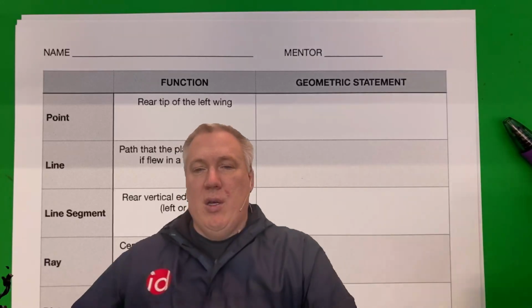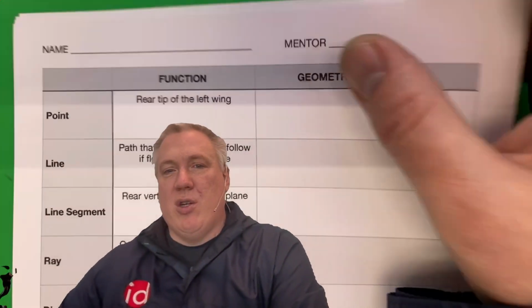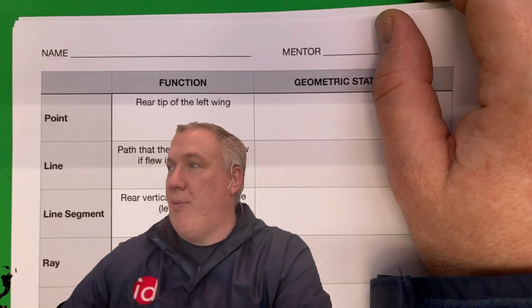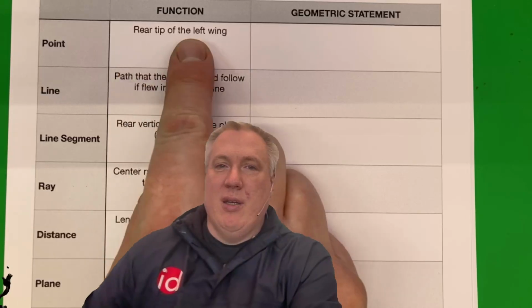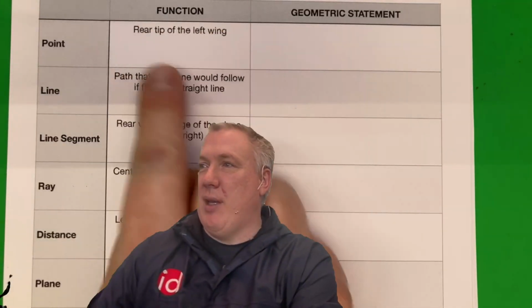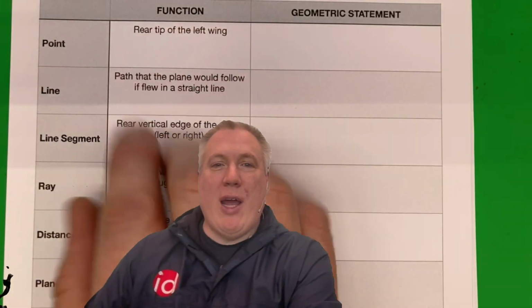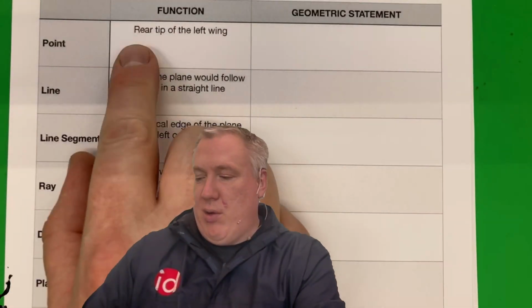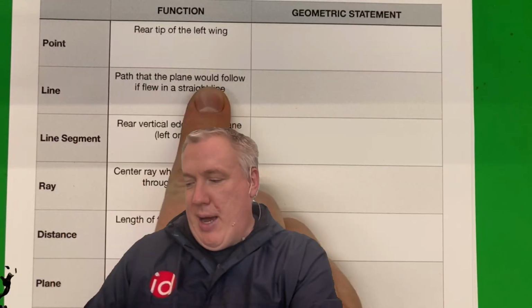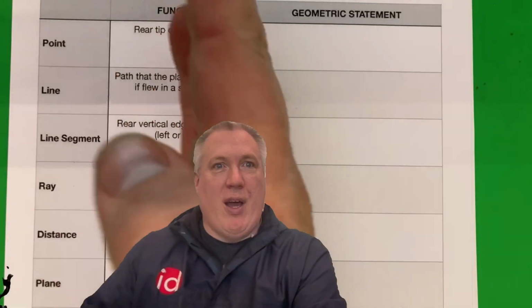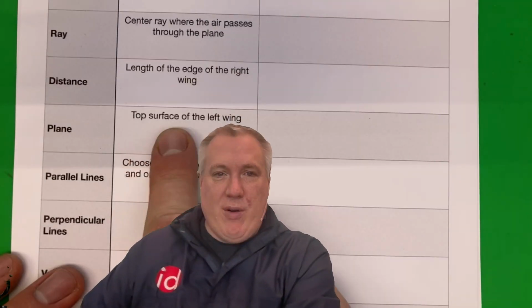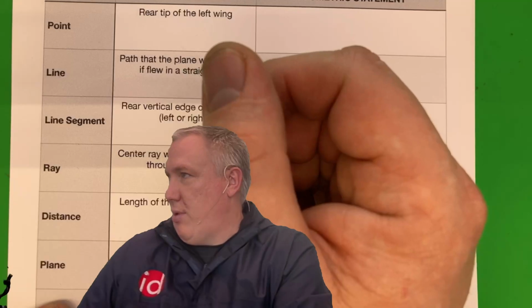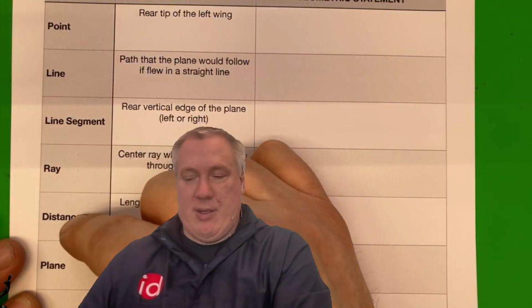Okay. So in this document, before I even show you how to do it, I need to show you how it's set up for meeting and for exceeding. For meeting, it is pre-printed right here. What's printed in here is meeting. Pre-printed describing different parts of a plane. So the rear tip of the left wing, or the path that the plane would follow if it could fly in a perfectly straight line. Or here we'll go down for the top surface of the left wing, okay? These are all like pre-written examples of these types of objects.